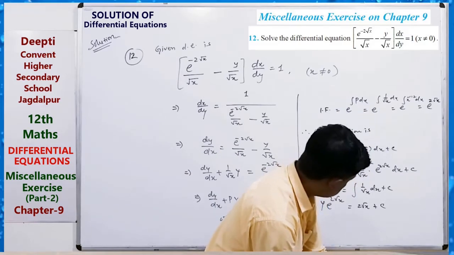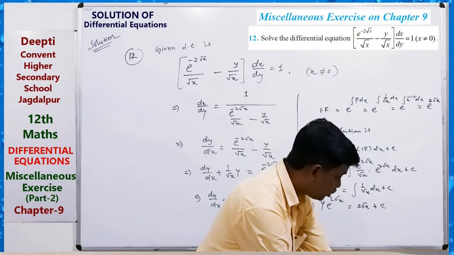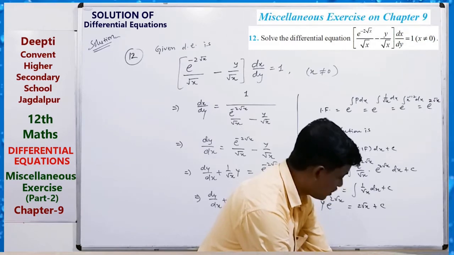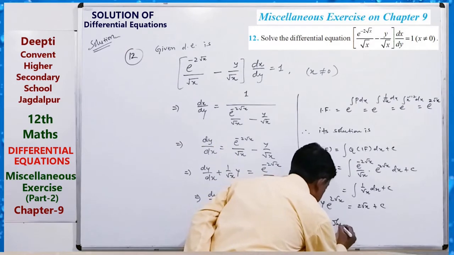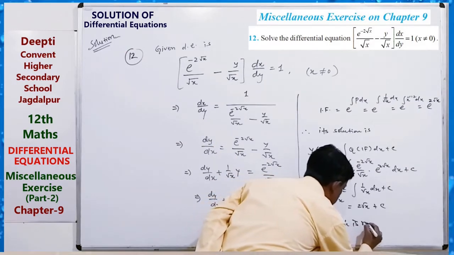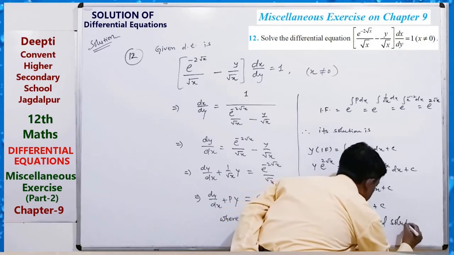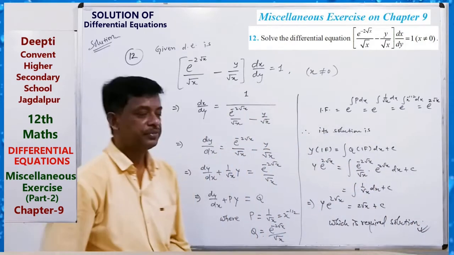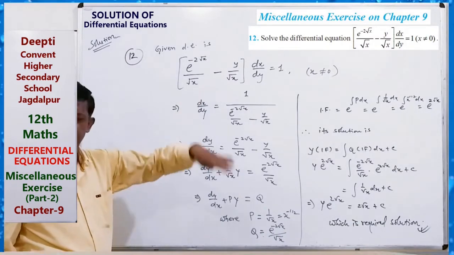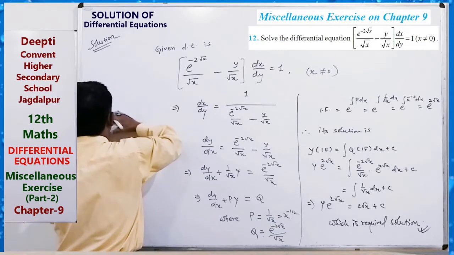So the solution is y e to the power 2 root x equals 2 root x plus c. This is the required solution. Question 12, very simple, just convert it to a linear differential equation. Now question 13.